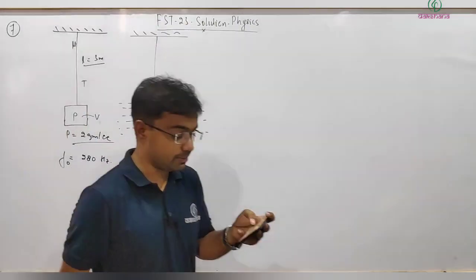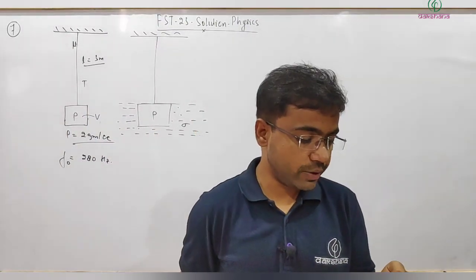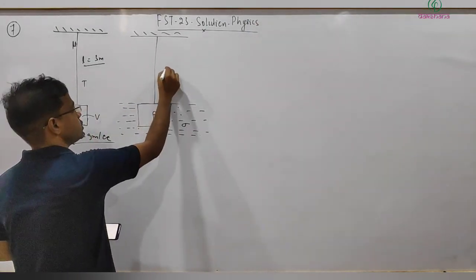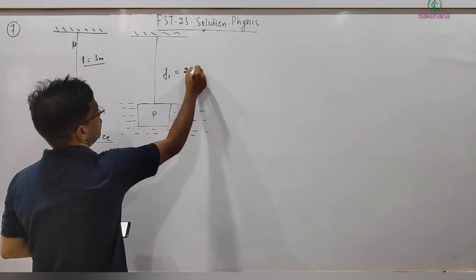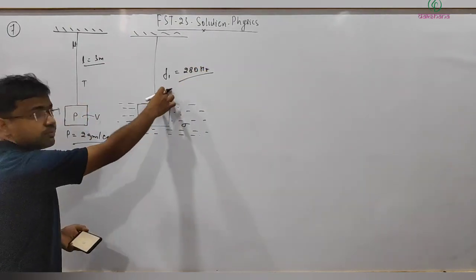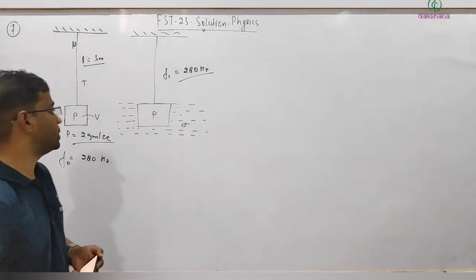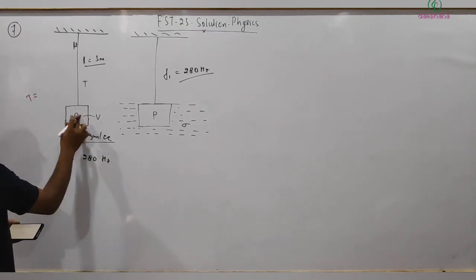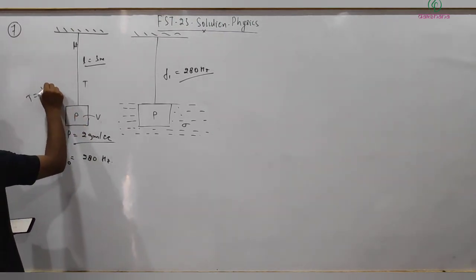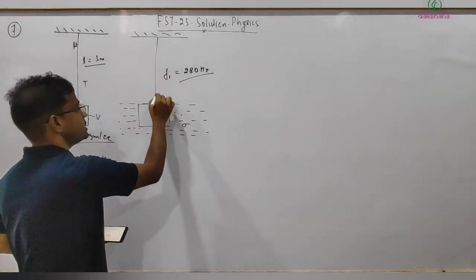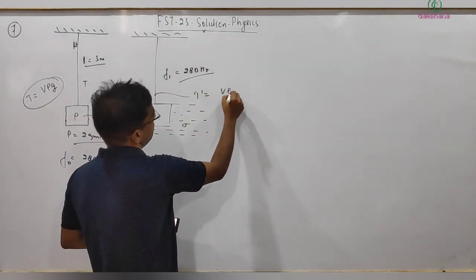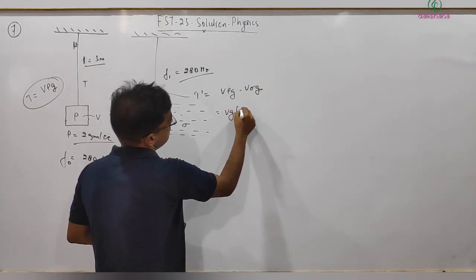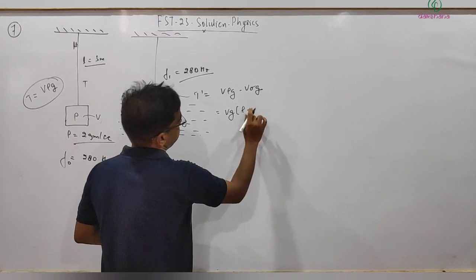Now the block is dipped in a liquid. It is found that the first overtone now is, so it was fundamental before, now its first overtone is coming out to be the same frequency, 280 hertz, but this time it's the first overtone. So the tension in the wire T can be written as, because of its weight, V rho g. And now in this situation, T prime will be equal to V rho g minus V sigma g, that is equal to V g into rho minus sigma.